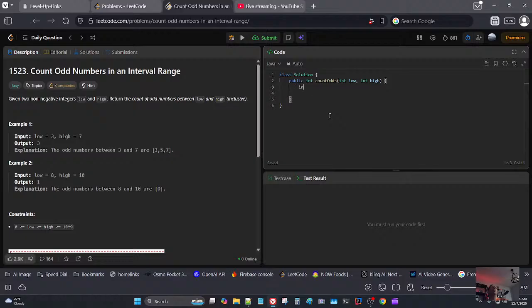Okay, I'm gonna make a variable count to be counting what we want to return. Then I'll make a for loop, i equals low, i less than or equal to high. And then we'll do i plus plus.